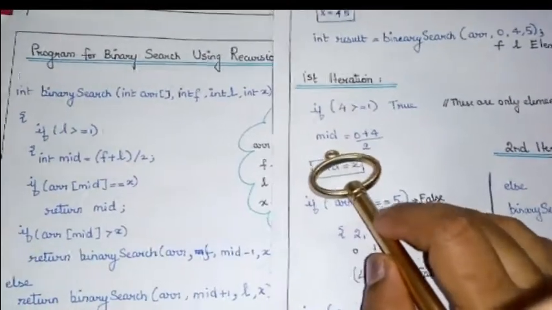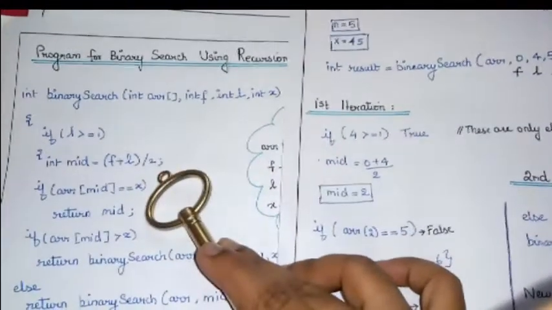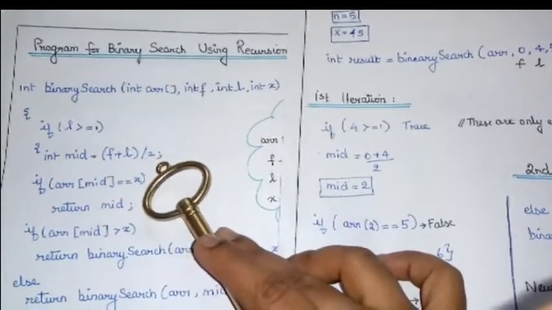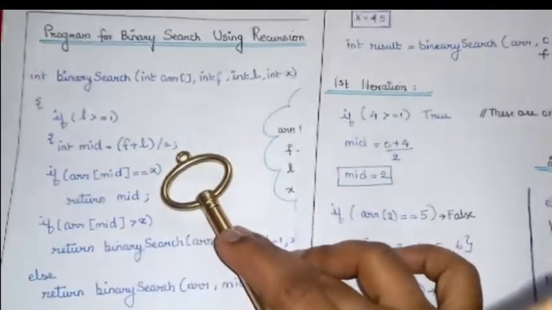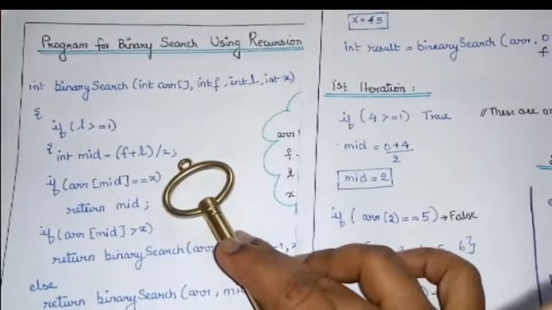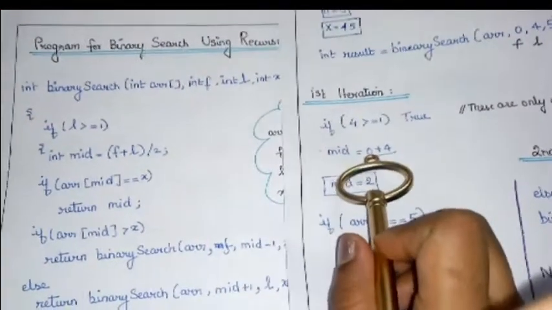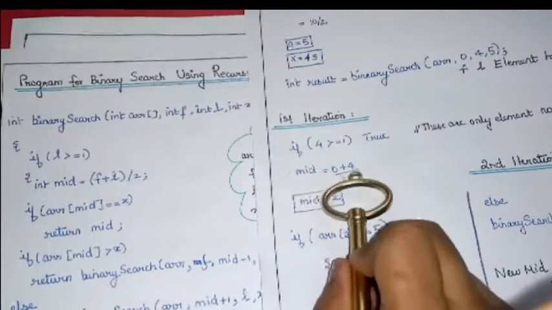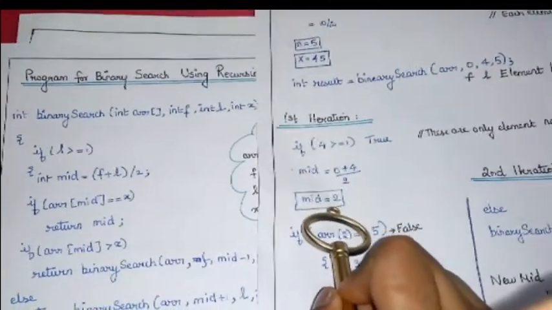My midpoint, next, come here. Mid will always be found by the first element plus last element divided by 2. That is the formula. I'm just replacing the first index: 0 plus 4 divided by 2 will give me 2.